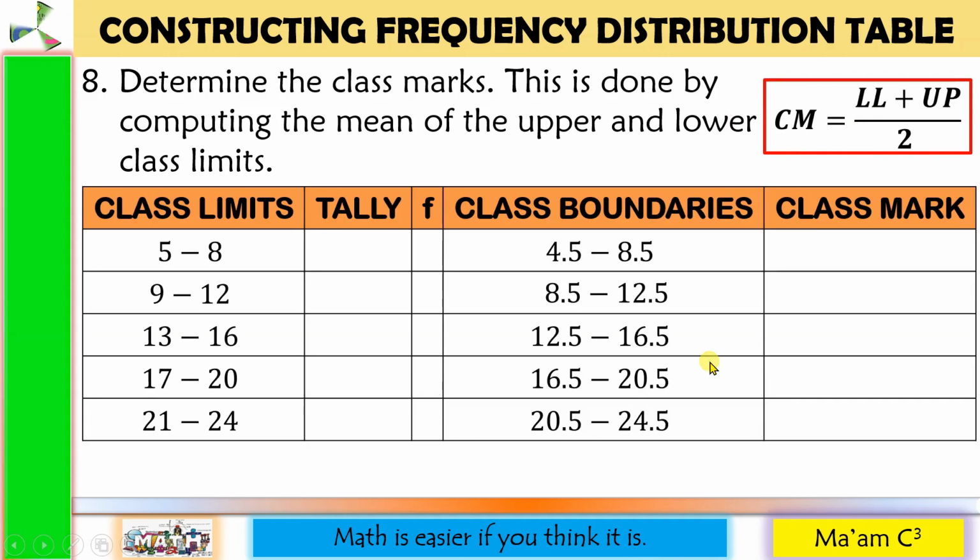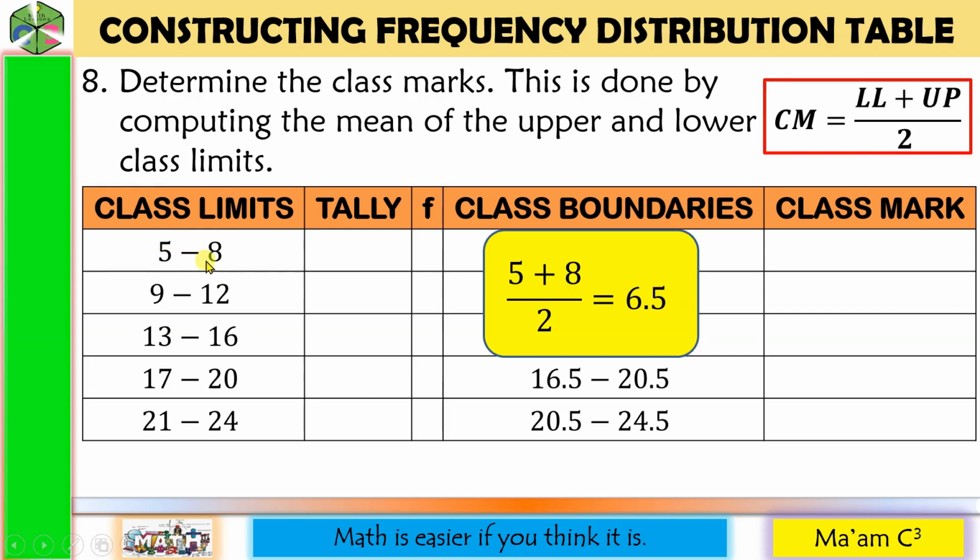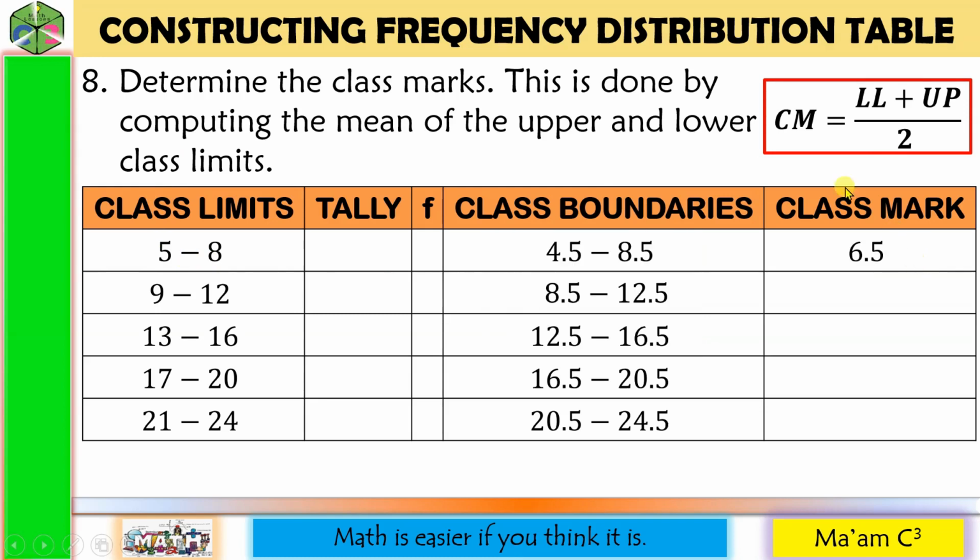Again, let's recall our table. We now have the class limits as well as the class boundaries. For the class mark, we simply have to add the lower limit and the upper limit and then divide by 2. Let's have an example. 5 plus 8 divided by 2 is equal to 6.5. So that is our class mark.